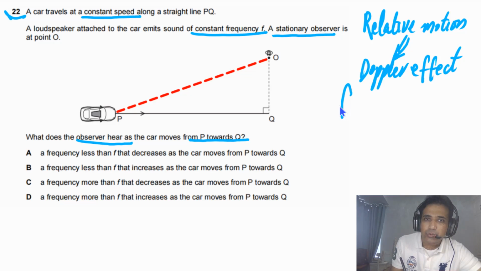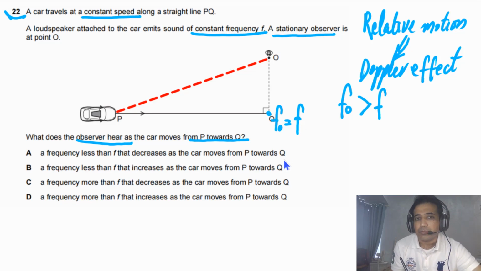As the source is approaching, the observed frequency has to be greater than the frequency of the sound produced by the source. And also we can look at this point. When the source is at this point, there is no relative motion between source and observer, because the source is not approaching the observer and not moving away from the observer. So at this point, the observed frequency has to be equal to the frequency of sound produced by the source.